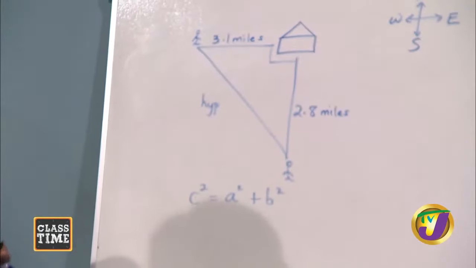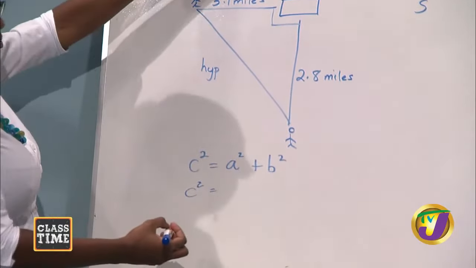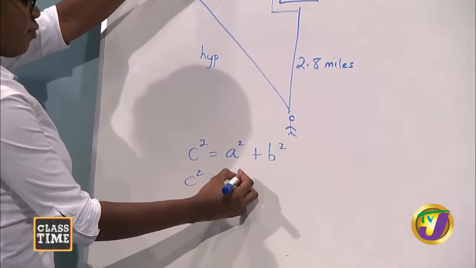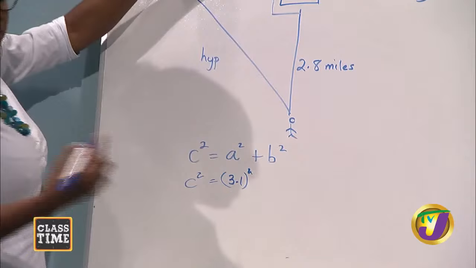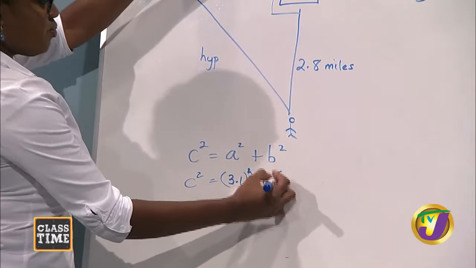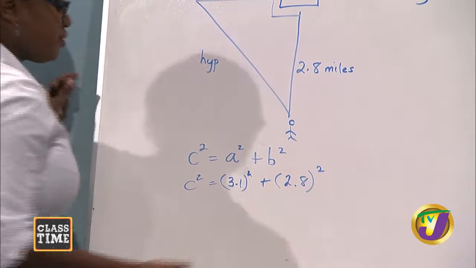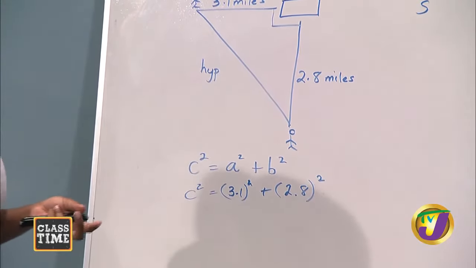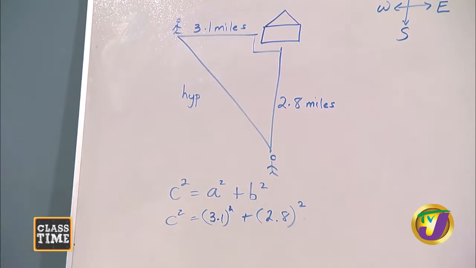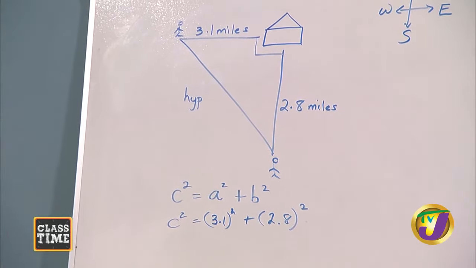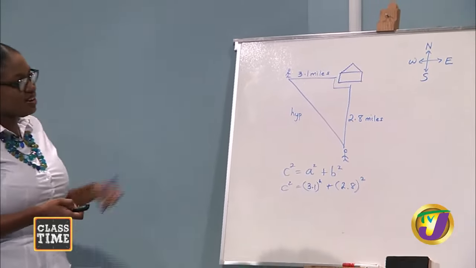So what we would have is c squared is equal to, if I call this one a, 3.1 squared, and we're going to be squaring this. We're going to put back the units afterwards. And this one would be 2.8 squared. Of course, you would need to have your calculators to work this one out. So let's see what the working is actually going to look like. This is a picture of what we have there. Not bad, right?